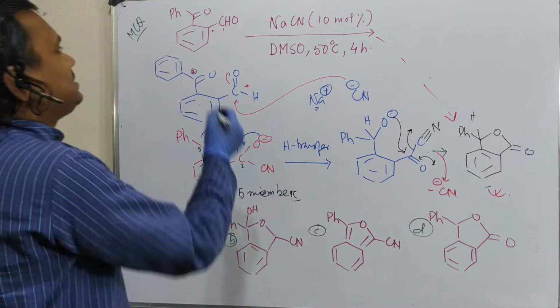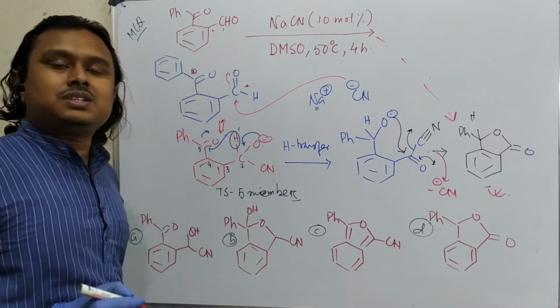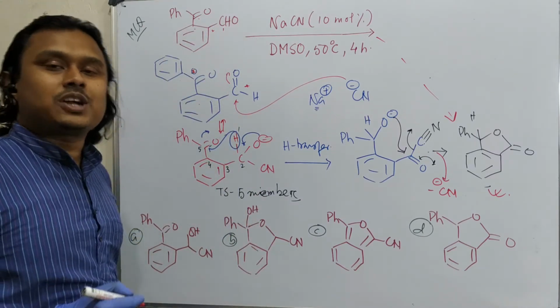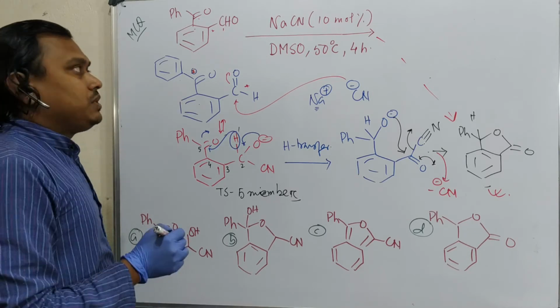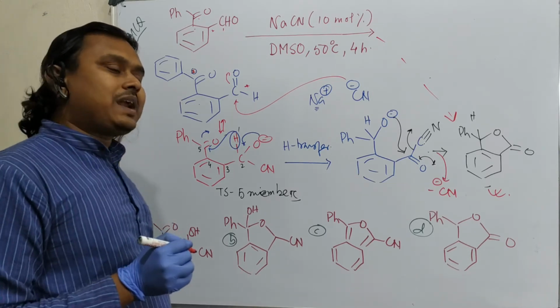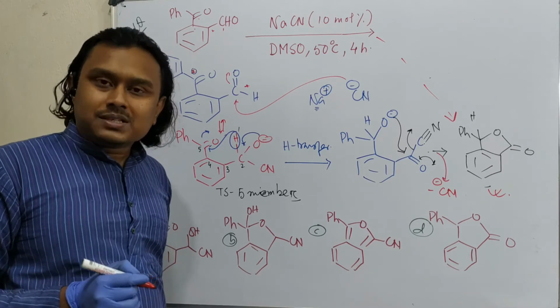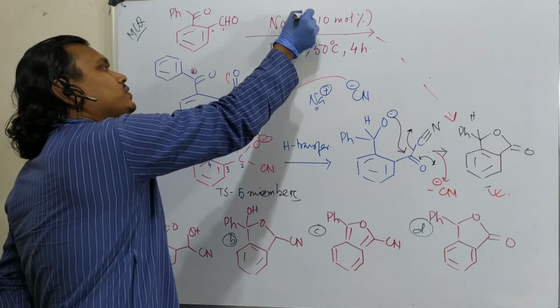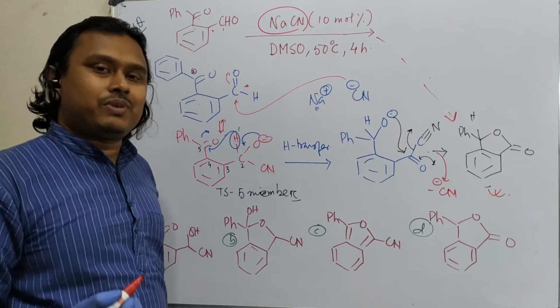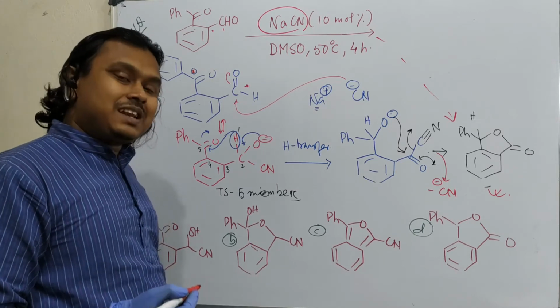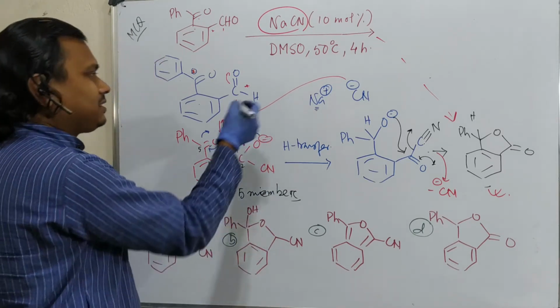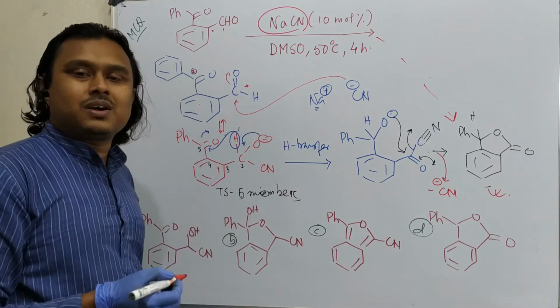Now, see, this is nothing but you can consider an intramolecular Cannizzaro reaction type. Because in case of the Cannizzaro reaction, what happens? We use a strong base. In this case, you can consider this sodium cyanide is acting that way. In the Cannizzaro reaction, the base attacks, then hydride shift occurs. Similar thing here: cyanide attacks, then hydride shift occurs.